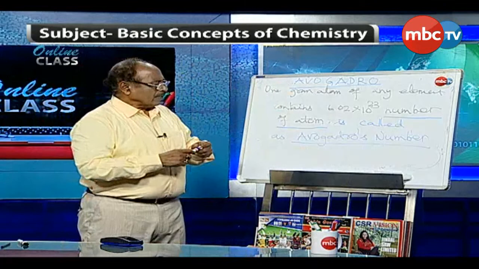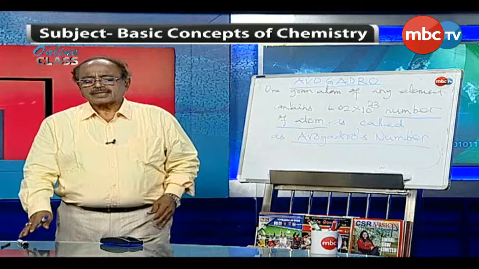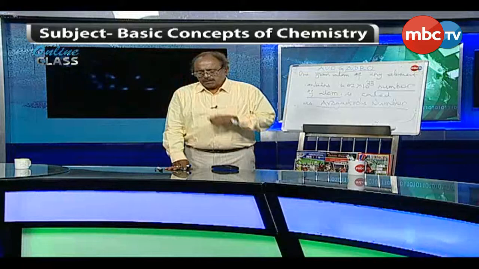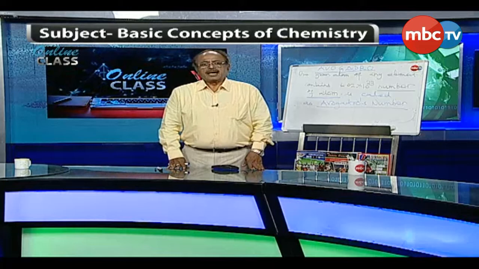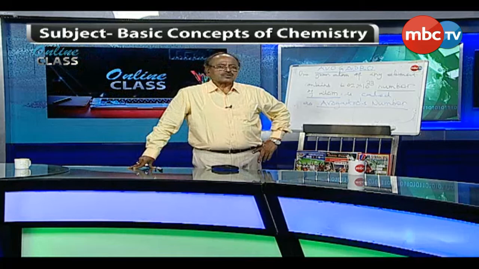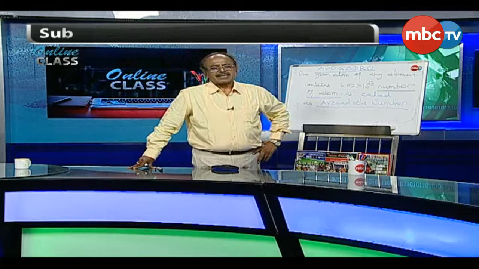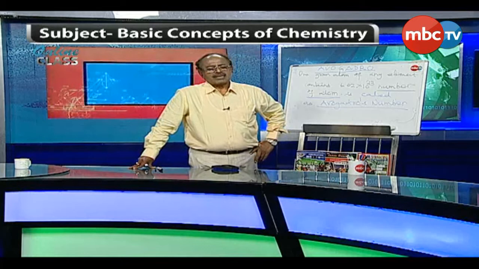Now we can find a part. Suppose I have 1.6 grams of oxygen. Atomic mass of oxygen is 16. So I will say that I have 0.1 gram atom of oxygen. Instead of telling 1.6 grams, I can tell I have 0.1 gram atom of oxygen.